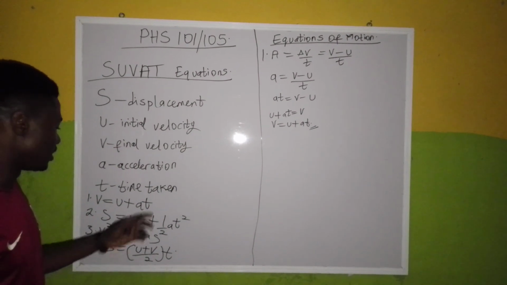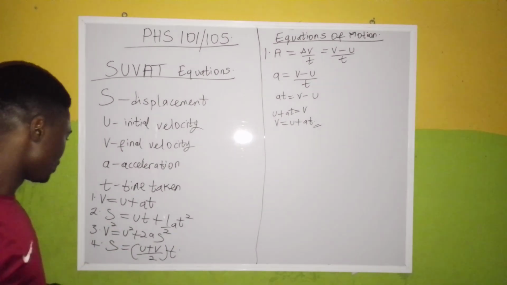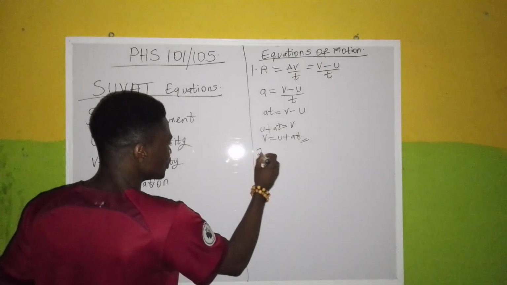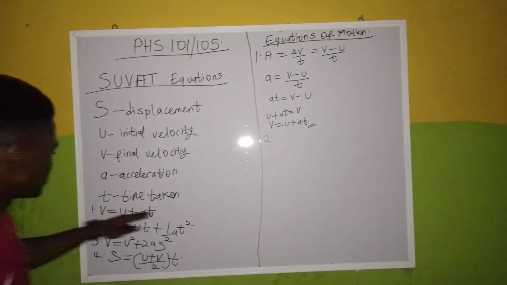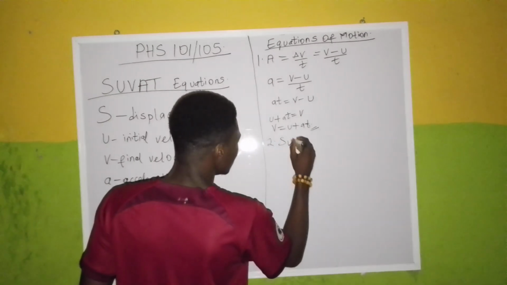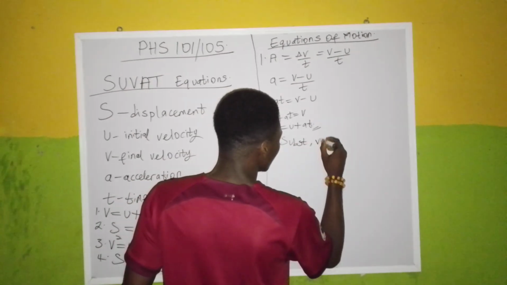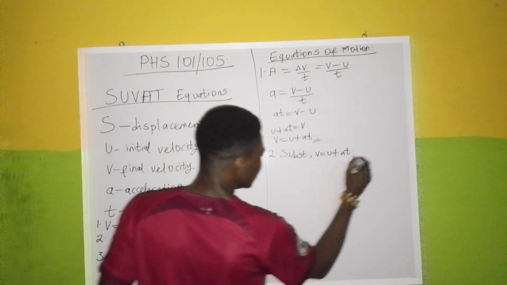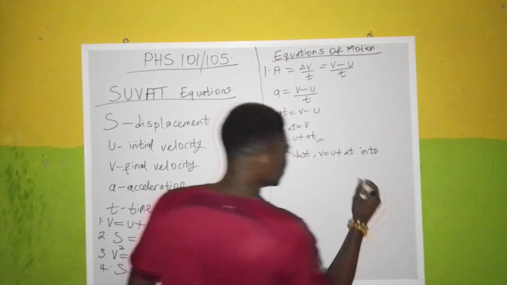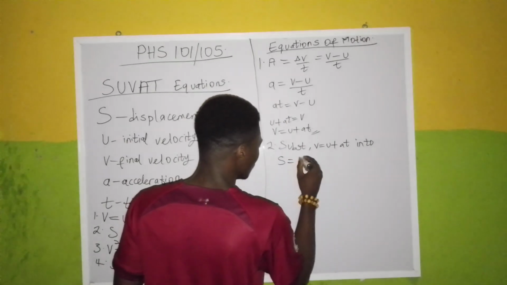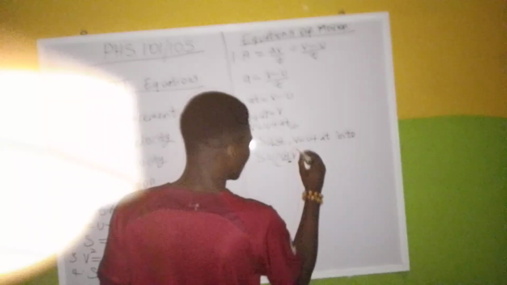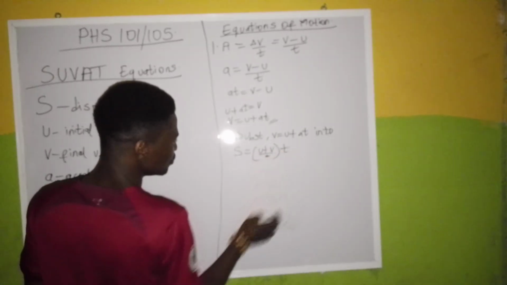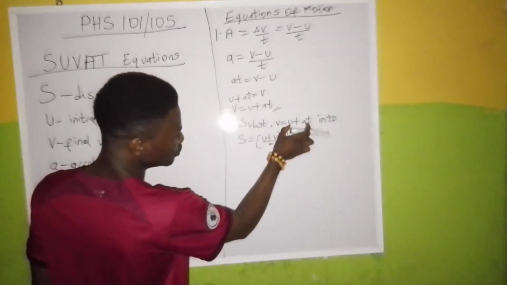Now to the next one. S equals UT plus half AT squared. How do we come about this second equation of motion? Basically, what we do is we substitute V equals U plus AT from the first equation into S equals (U plus V) over 2 times T, which is basically displacement is average velocity times time. So wherever we see V, we put U plus AT.